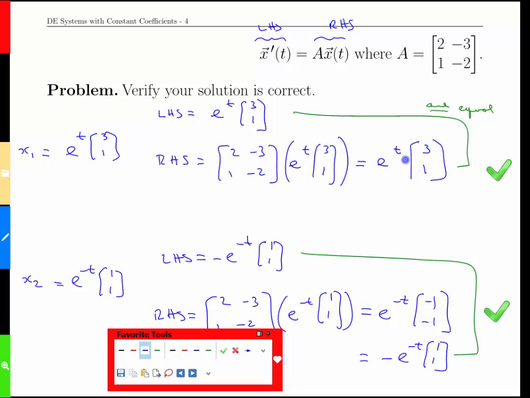And we have faith in the theory that says if we combine these, we'll get the general solution overall. So that is a start to finish solving a first order linear system.